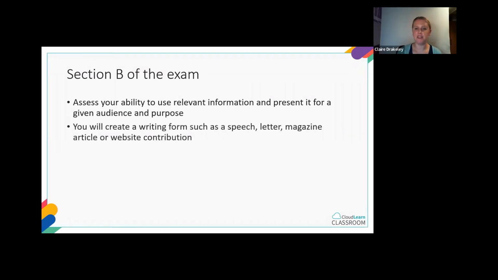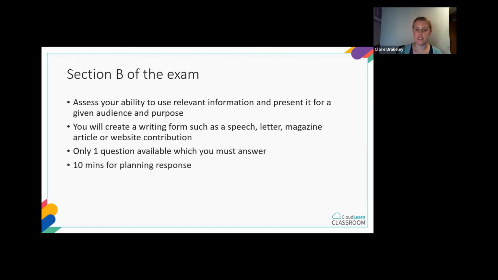You will be asked to create a recognised form of writing, such as a speech, a letter, a magazine article, or a website contribution. Responses will be assessed on the relevance of the information, the sense of audience and purpose, and the quality and accuracy of the expression. There is no choice of question in this section. There is only one question which you must answer.